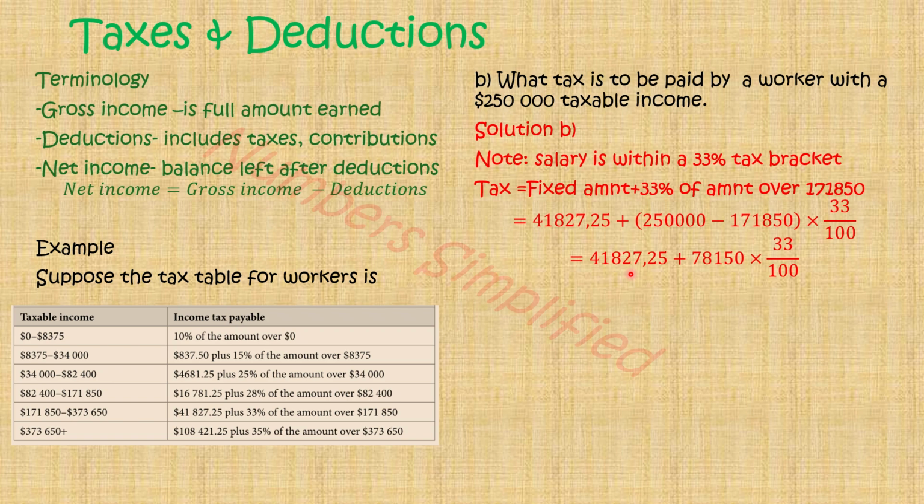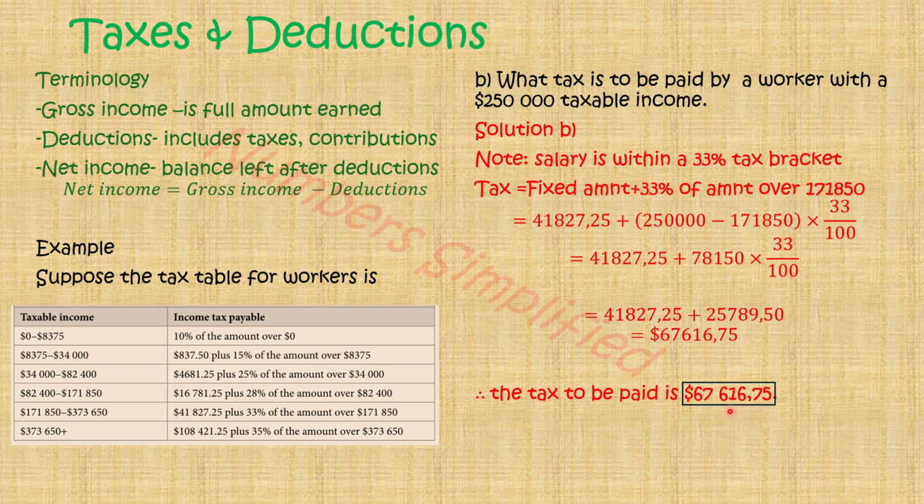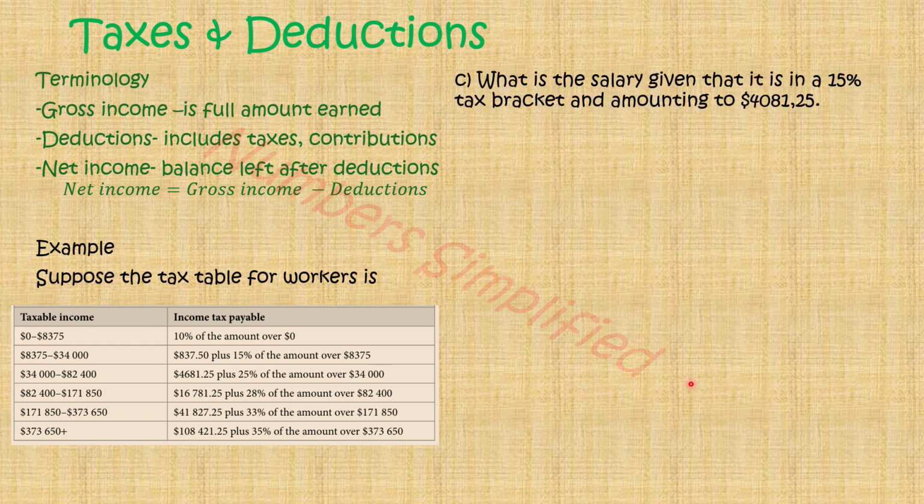Then we find the 33% of that bit, which we are going to add to the fixed amount. So the 33% of that would be $25,789.50. Then we add it to the fixed amount of $41,827.25. So in total, we are going to get $67,616.75. That is the tax that has to be paid. Now let's move on to Part C.